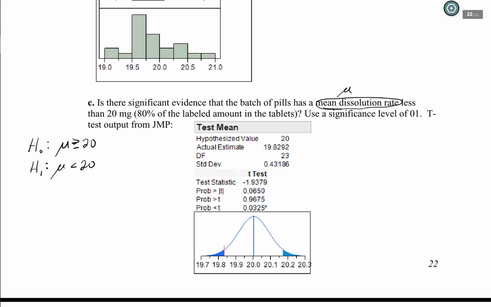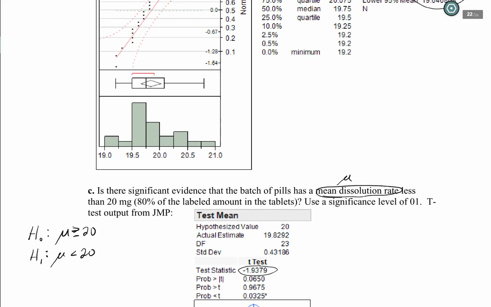We're going to use the t-test here. The t-test output from JMP is as follows. Here's our t-test value, the observed test statistic. Let me hit the pause button. Well, not literally, but think about it: I'm wanting to use a t-test, so I've got to ask some questions. Are my assumptions satisfied? Alright, let's go back.